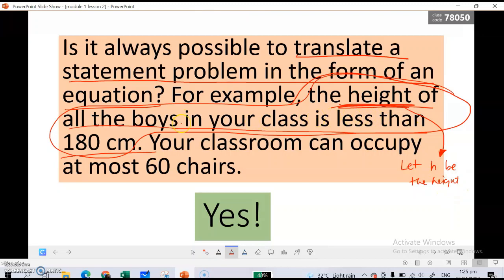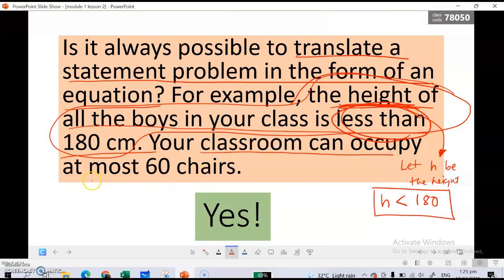At sinabi dyan, the height of all the boys in your class is less than 180 cm. So, if you're going to translate that, yung height na h, we have less than, ang symbol ng less than, ayan. And then, sulat lang 180. So, ayun, na-translate natin siya. Similarly, magawa din natin yan sa second na statement.